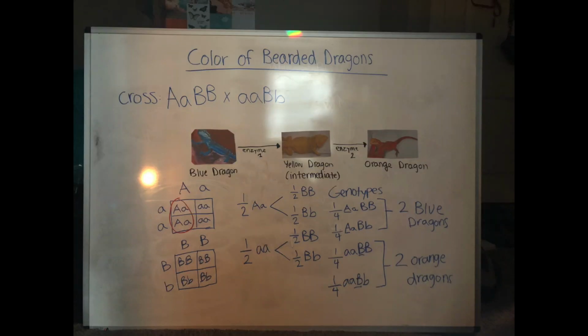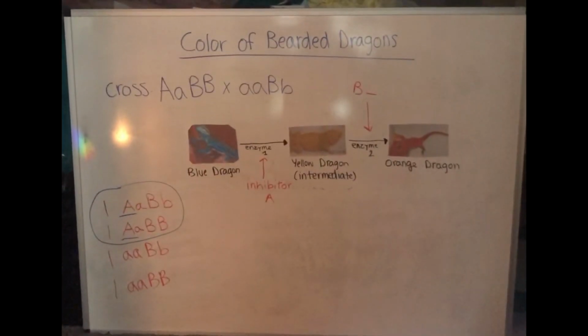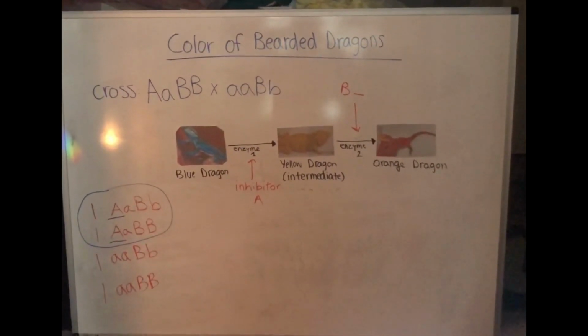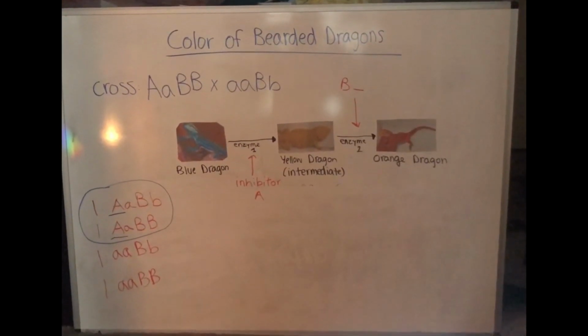Since this new cross is not a heterozygous dihybrid cross, we cannot depend on the 9 to 3 to 3 to 1 ratio. Once we cross them, we find that the following genotypes shown are possible. The first two genotypes that are circled in blue both have big A, thus inhibitor A will block the enzyme, causing both to be stuck at the blue bearded dragon.